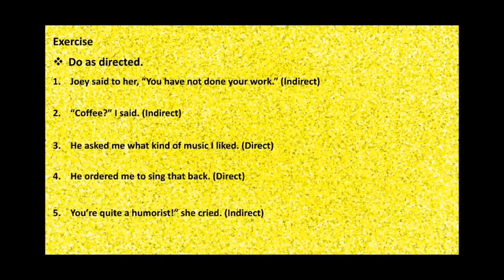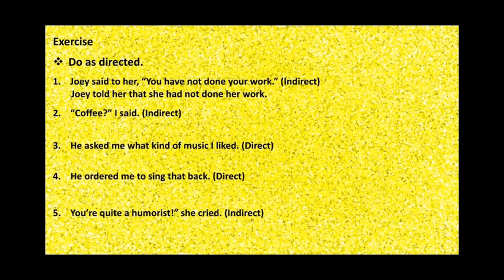Okay children, now we have completed with the explanation. Let's do some exercise. Do as directed. First sentence, Joey said to her, "You have not done your work." We need to change the sentence into an indirect speech. So Joey told her that she had not done her work.